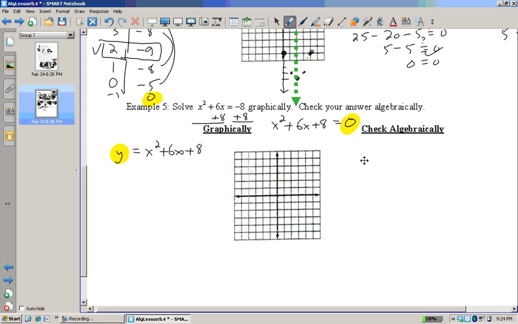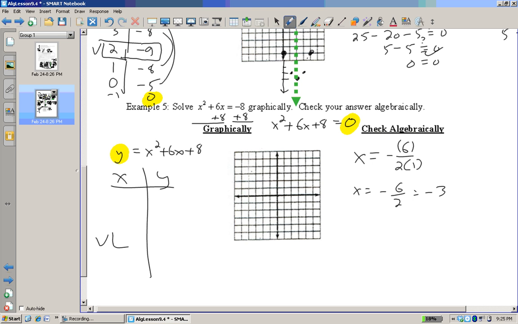We're going to look for our vertex. X equals opposite of b over 2a. B is 6, A is positive 1. So opposite of 6 over 2 times 1. X equals opposite of 6 divided by 2, which is negative 3. So my table of values is going to be centered at the vertex, whose x-coordinate is negative 3. I'm going to go up 1, up 2 from that x-coordinate, down 1, down 2 from that x-coordinate.